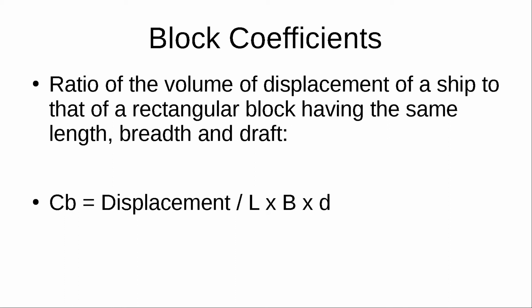So when it comes to a textbook definition, I kind of talked about it. It's the ratio of the volume of displacement of a ship to that of a rectangular block having the same length, breadth, and draft. In this case, you can see the formula written down here: displacement divided by length, breadth, and draft.